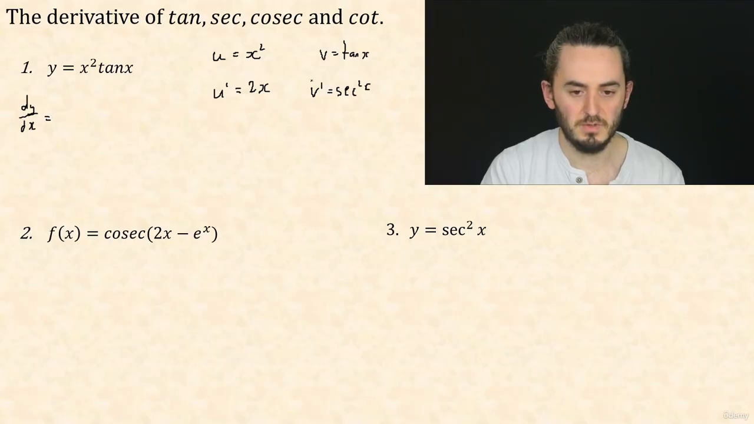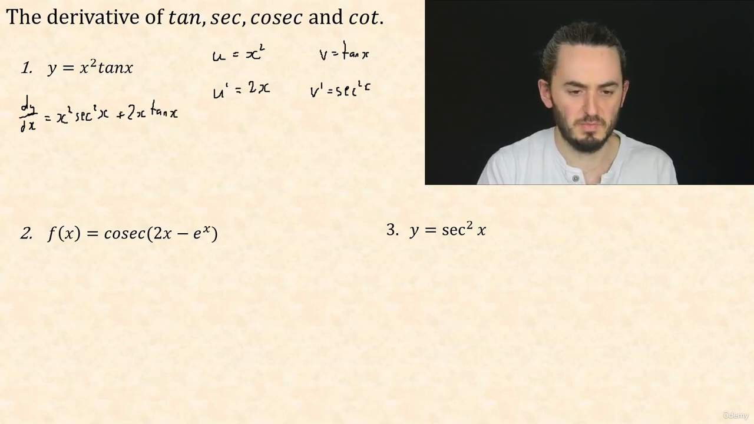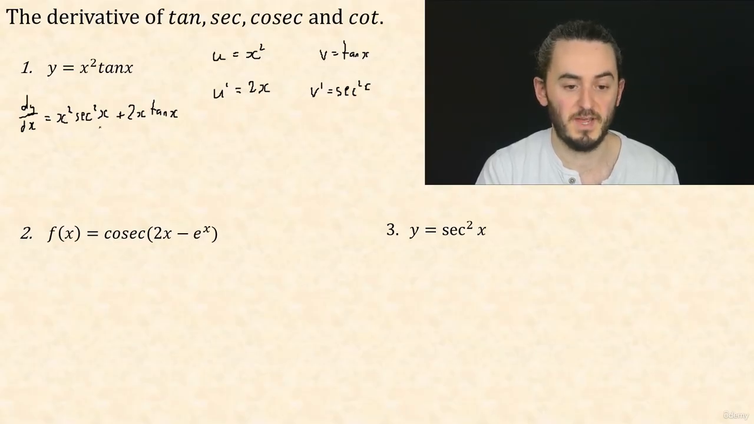is u v dash, so that's x squared sec squared x, plus v u dash, so that is 2x tan x. And we could factorize if we wanted to, but I see no reason since we're just looking for the derivative. So there we go, there's the derivative of x squared tan x.